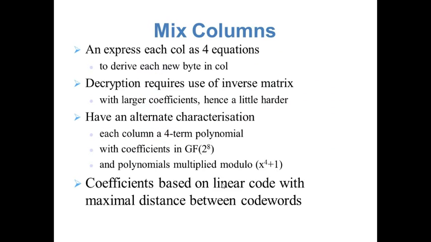The coefficients of the matrix are based on a linear code with maximal distance between code words, which ensures good mixing among the bytes of each column. The mixed columns transformation combined with the shift rows transformation ensures that after a few rounds, all output bits depend on all input bits. In addition, the choice of coefficients in mixed columns, which are all 01, 02, or 03, was influenced by implementation considerations.